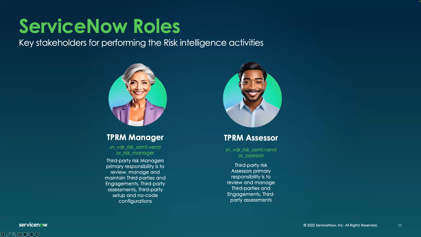So the key stakeholders responsible for performing the risk intelligence activities include your TPRM manager and the assessors. And this is where these users or personas can request a score or reports for the third parties by using the risk intelligence request form, and also can register the risk intelligence providers and services and so on.